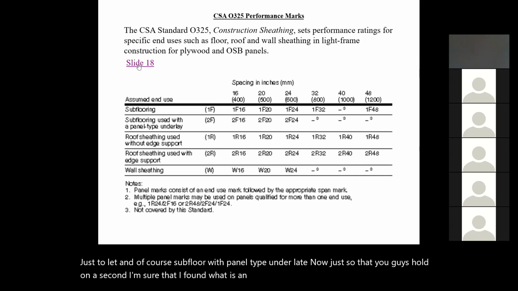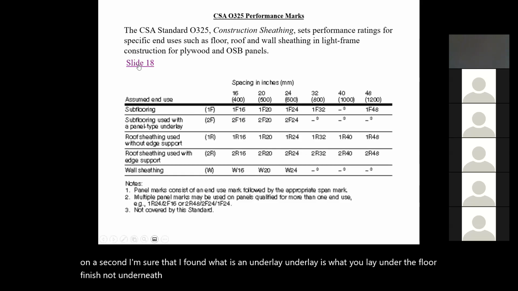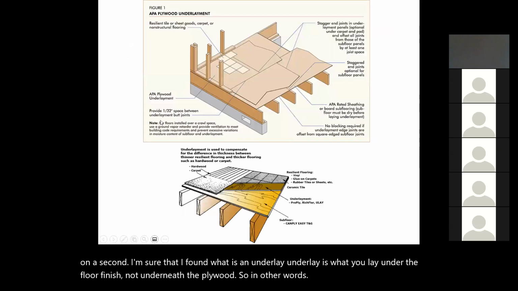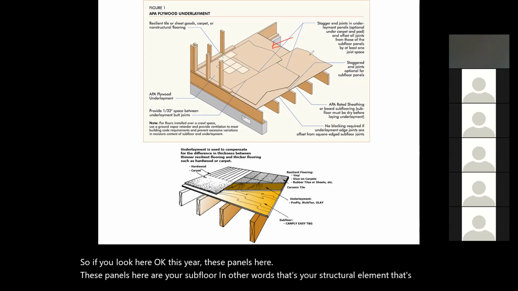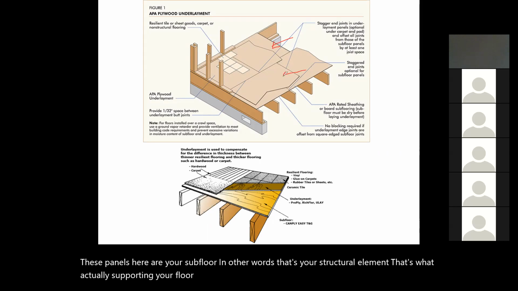Well, an underlay is what you lay under the floor finish, not underneath the plywood. So in other words, if you look here, these panels here are your subfloor. In other words, that's your structural element. That's what's actually supporting your floor. And these panels here are underlays. These are the ones that you put on top of your subfloor so that you can put your floor finish.